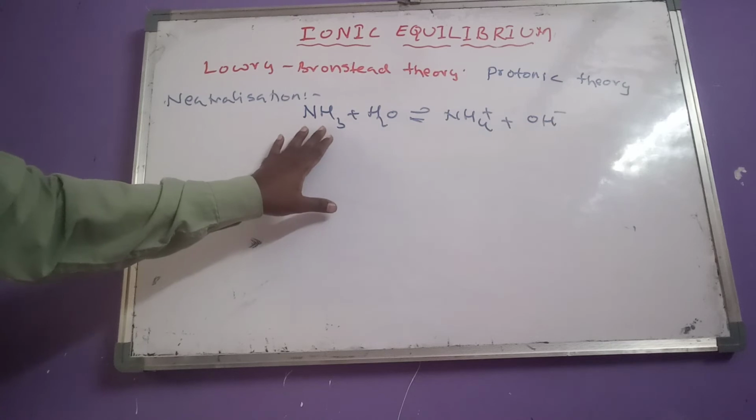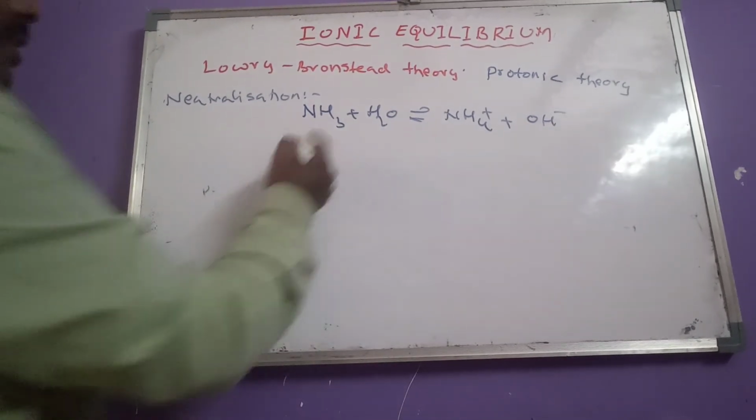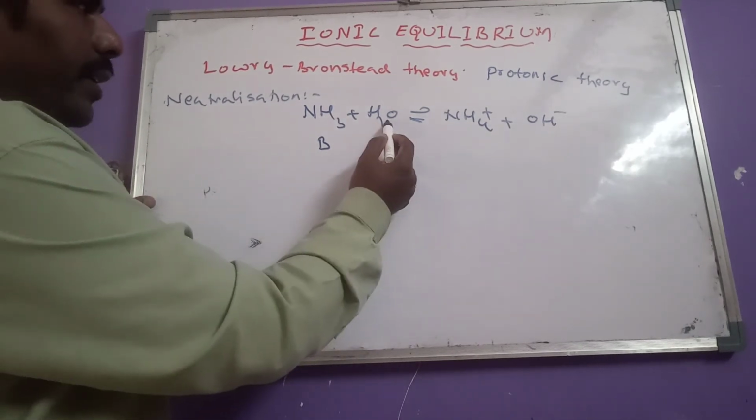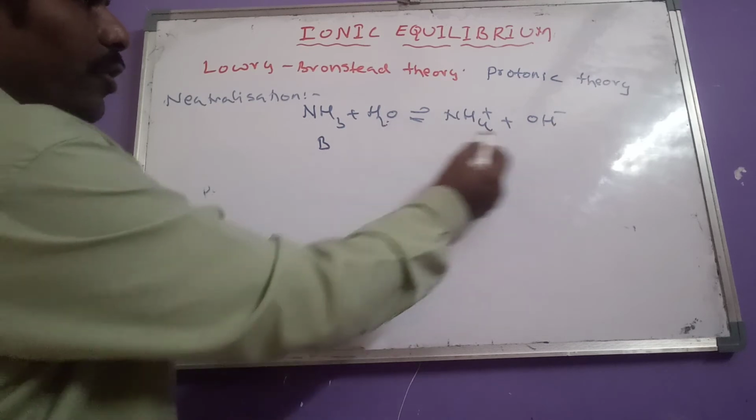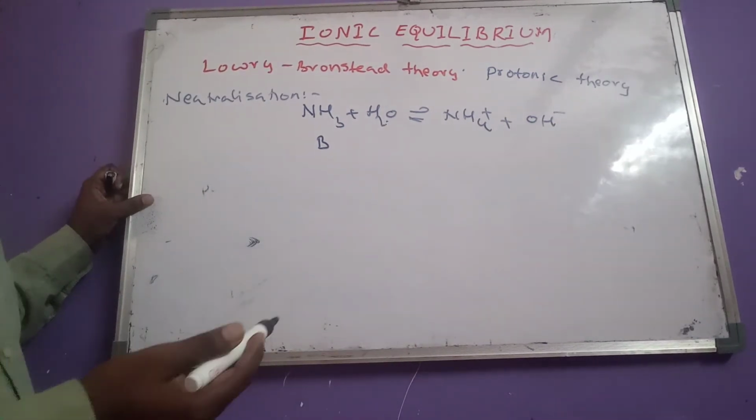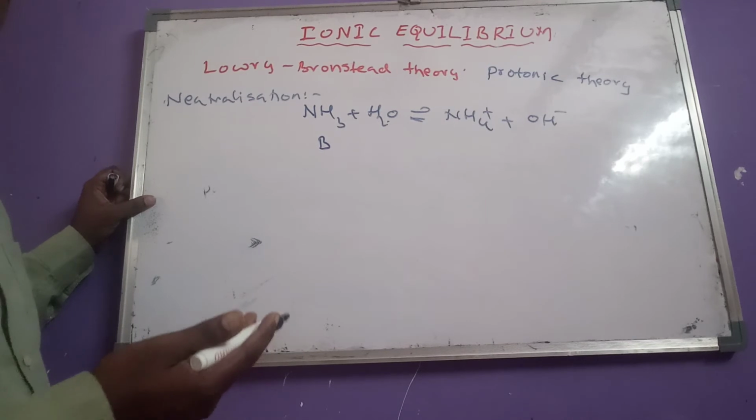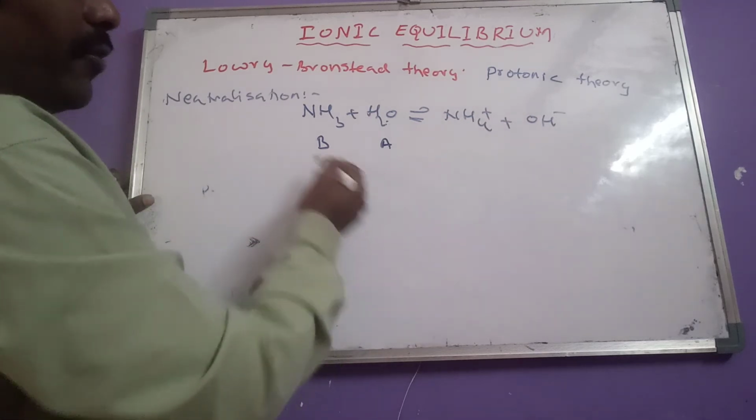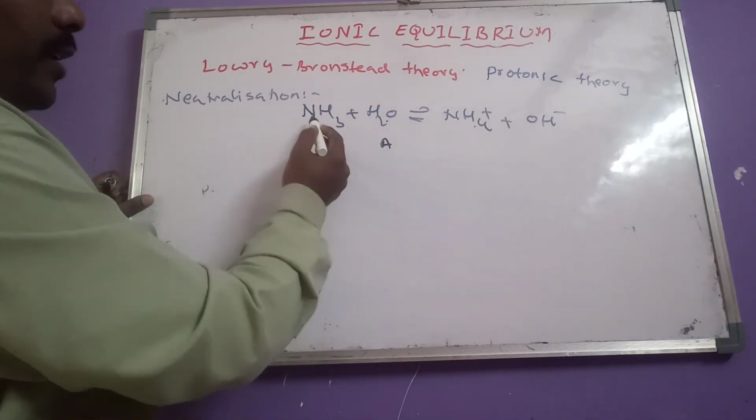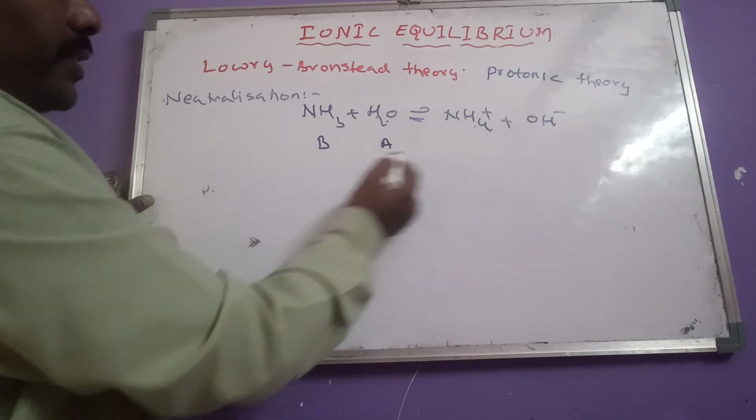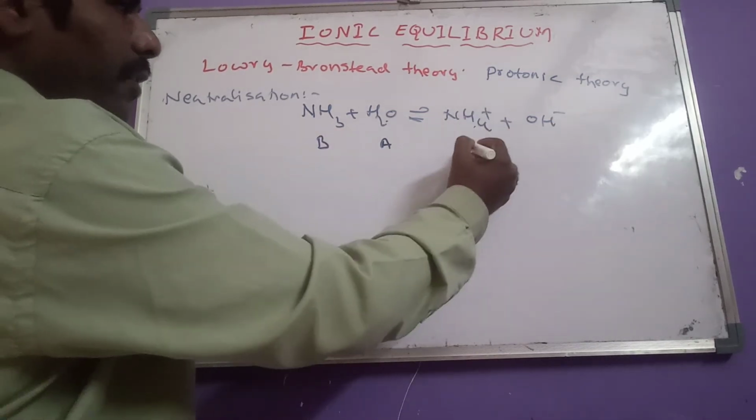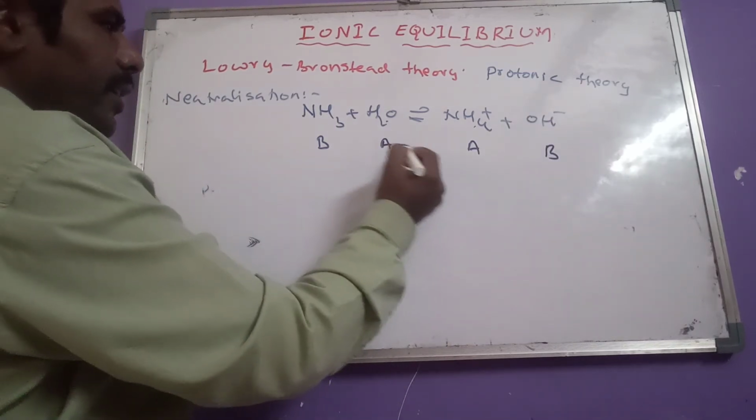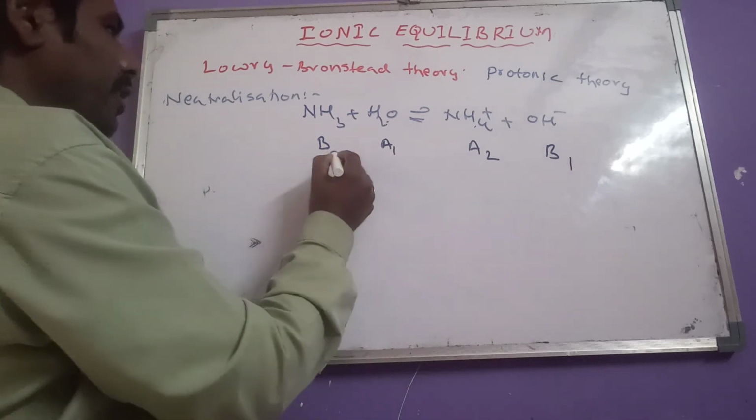That means it is accepted proton. As it is accepted proton, let us consider that as a base. And see here, in this forward reaction, H2O changed into OH minus. That means that has donated which one? Proton. So this is considered as acid. And in backward reaction, NH4 plus converted to NH3 means it is donated proton. So in backward reaction, this is acid, this is base. So now here, this is acid 1, acid 2, base 1, base 2.